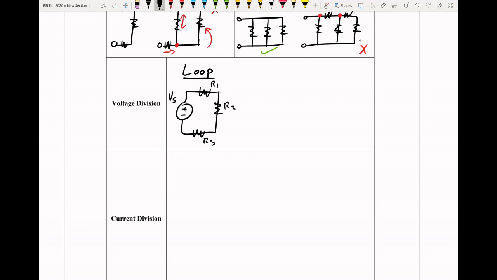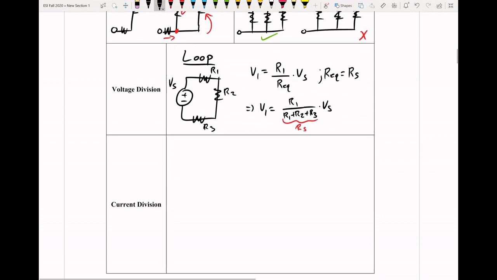If we wanted to find the voltage across the first resistor, so V1, that would be equal to R1 over R equivalent times V of S, where R equivalent here is going to be equal to the series. So therefore, V of 1 is going to be R1 over R1 plus R2 plus R3 times V of S, where the denominator here is just R of S.